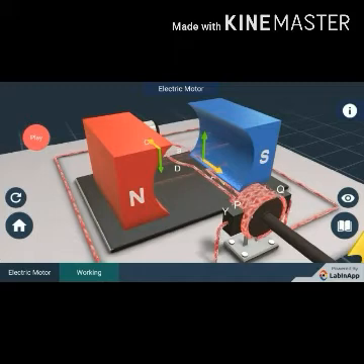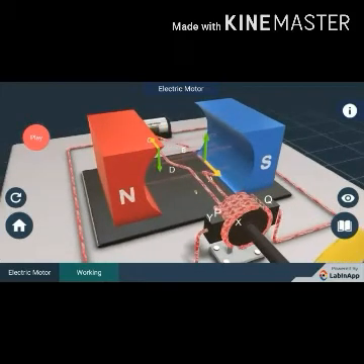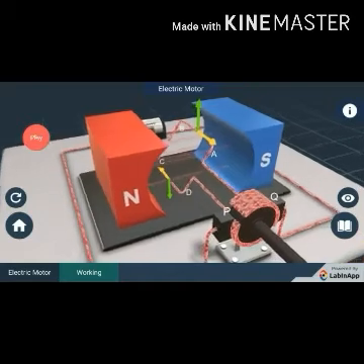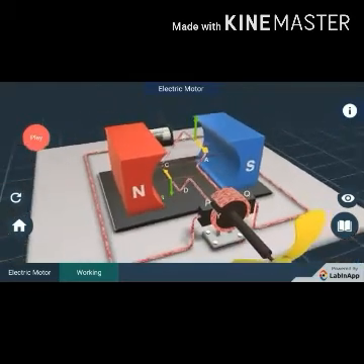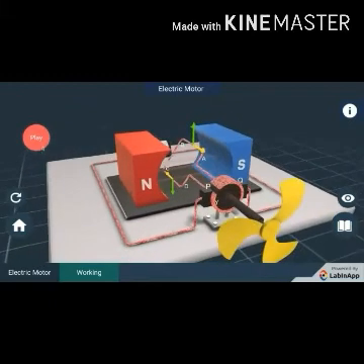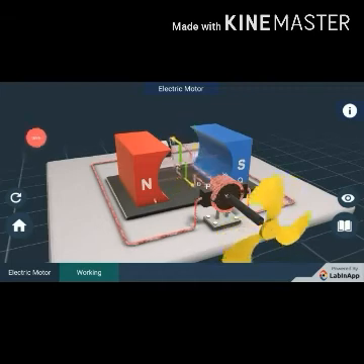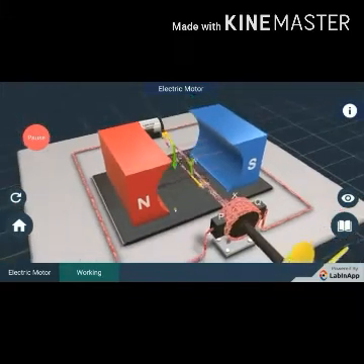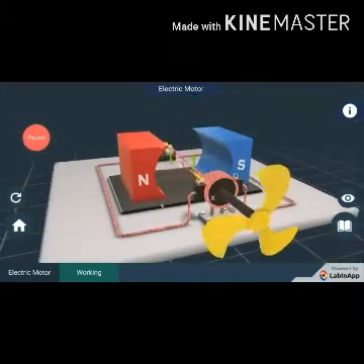Thus, the arm AB of the coil that was earlier pushed downward is now pushed up, and the arm CD previously pushed up is now pushed down. Therefore, the coil and the axle rotate half a turn more in the same direction. The reversing of the current is repeated at each half rotation, giving rise to a continuous rotation of the coil and the axle.